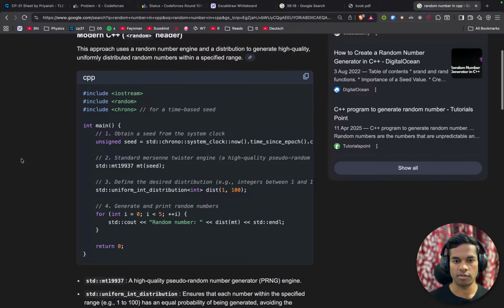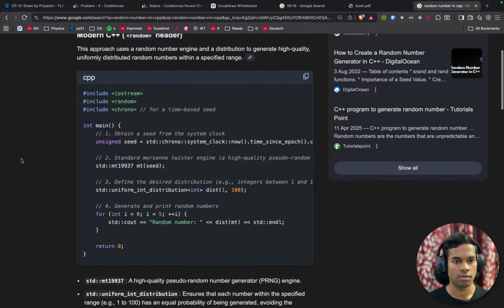Where is time since epoch? Dot. Time since epoch dot. Now, what is the type of this thing? This is seed, okay. And the empty 199. Let's see time. It is in the random library.